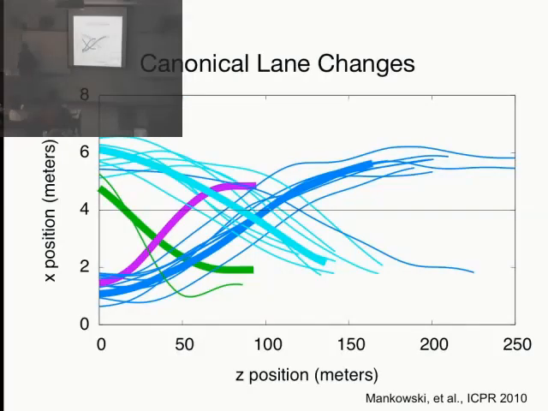Here's some of the results that I got. For this, I looked at the paths that the cars took as they were making the lane changes, either left to right or right to left. This is their position as they're going down the road. This is the right lane, and this is the left lane. The big fat ones are the ones I picked as the canonical ones.